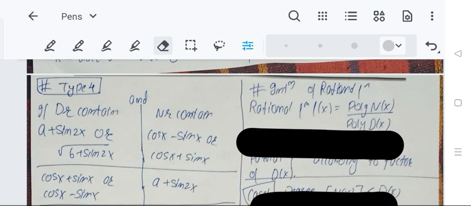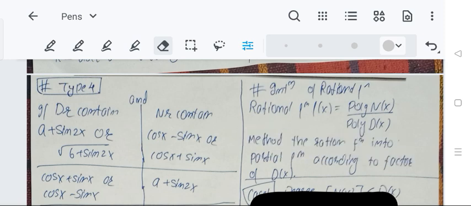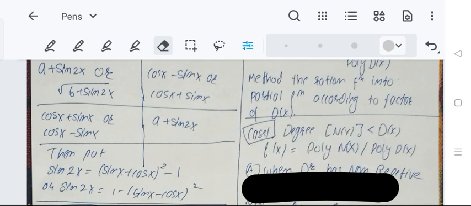Now another topic is integration of rational functions. Suppose there is some polynomial function in the numerator and some polynomial function in the denominator. Then the method is partial fractions. We have to write the numerator in terms of factors of the denominator.